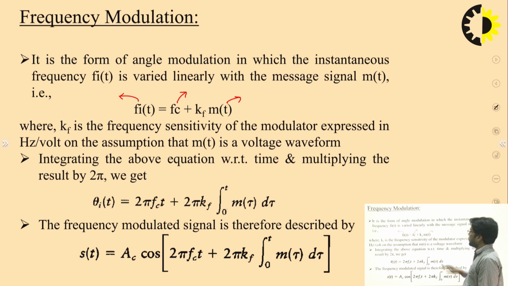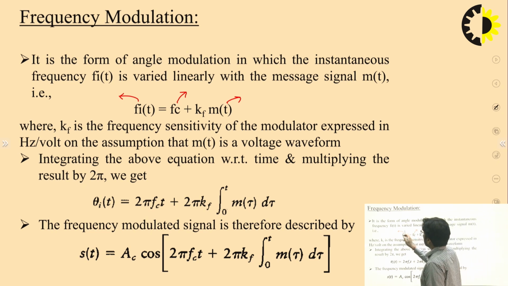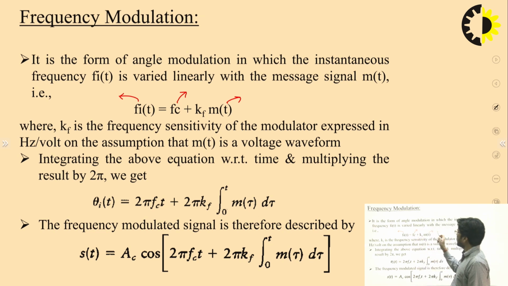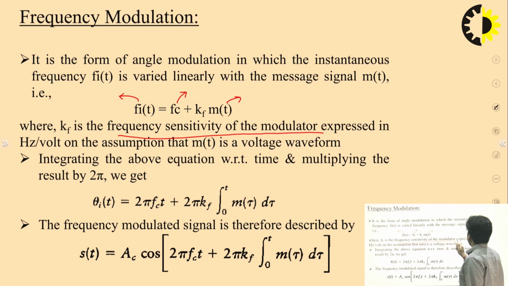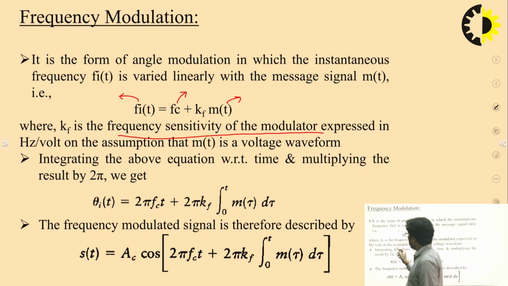as well. So here you can see the carrier frequency is varied in accordance with the instantaneous value of the message signal. So f_i(t) is equal to f_c plus k_f m(t). This is the variation in the frequency after the modulation, which depends on the modulating signal, that is nothing but the message signal, where k_f is the frequency sensitivity of the modulator expressed in hertz per volt.